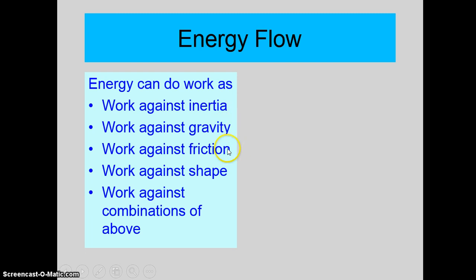Work against friction: if you push a book across a table, you're doing work against friction because there's friction between the book and the surface of the table. Work against shape: for example, if you take a piece of metal and bend it, that is what we call work against shape. And then work against any combination of these, and there are other ones too.